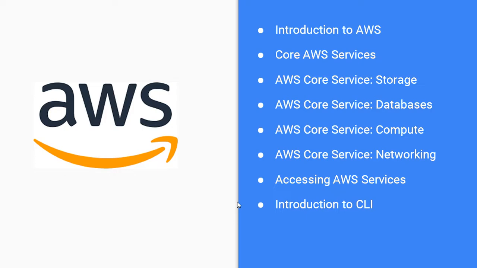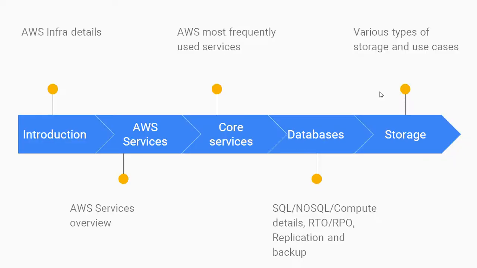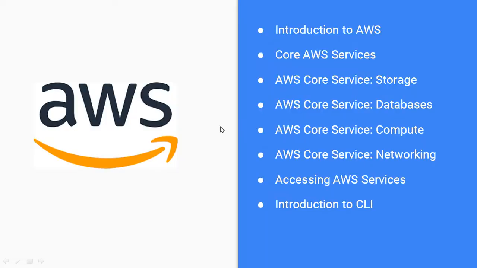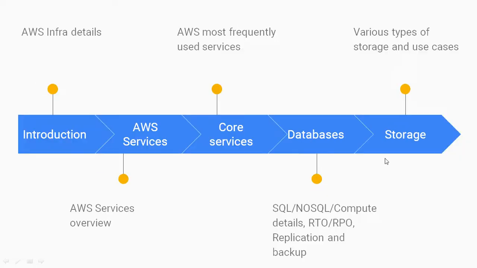I don't think we can cover everything in one session, but we will focus more on the most frequently used service, that is storage, which we will discuss in detail. Of course, the rest we will cover in the next session. So, the introduction: AWS infra details, how it is structured, what kind of services are there, what the reason is, what an account is. Everything we will discuss in detail today. Then we will talk about all kinds of AWS services. Then we will jump on the core services, like I mentioned: storage, database, compute, networking, all those.